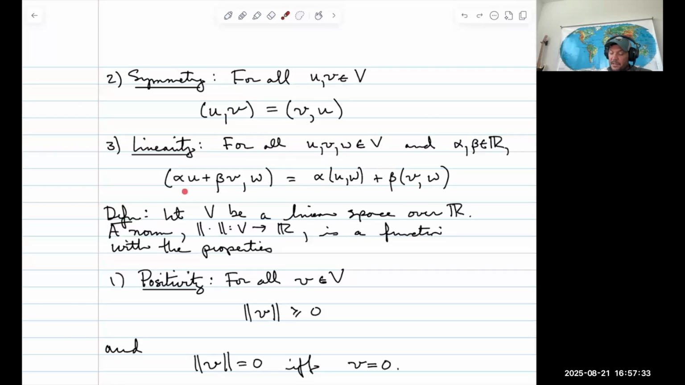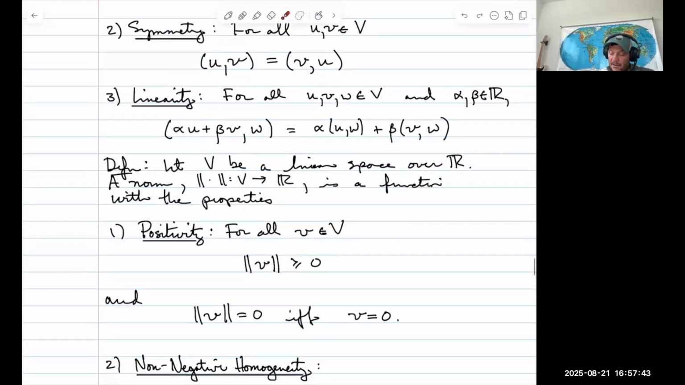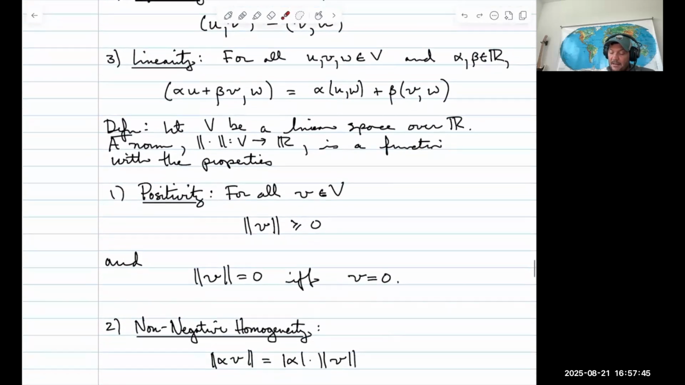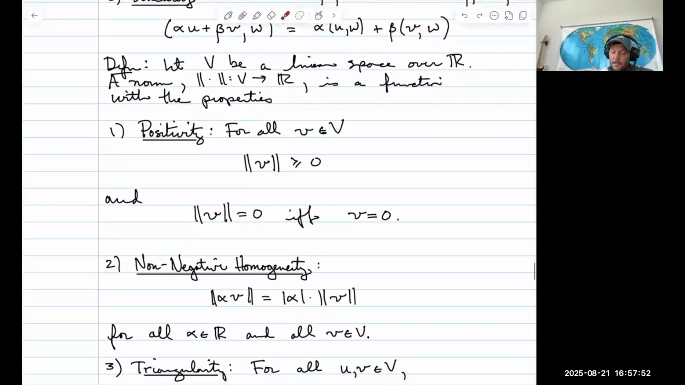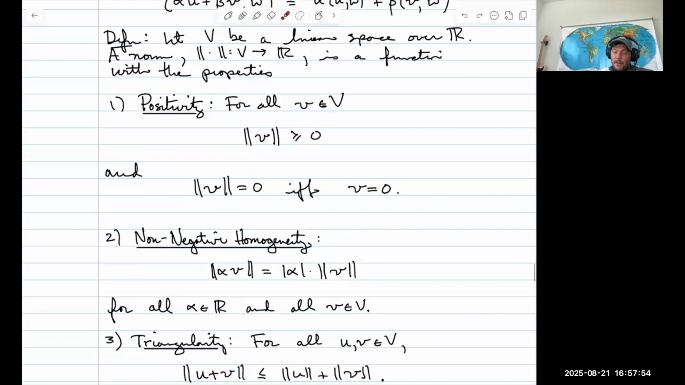Okay, so it's linear in the first component, but of course by symmetry it has to be linear in the second component as well, because I can flip the two things around. I don't have to re-express that. That's an added assumption that I don't need. I don't need to say it's linear in the second component, only in the first. Or the second, doesn't matter.